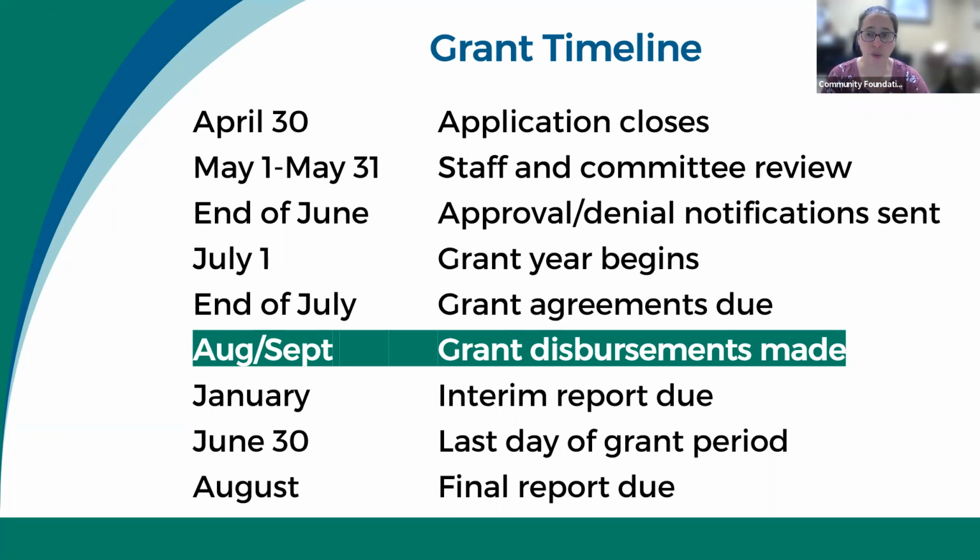At the end of July, your grant agreements will be due, and this will be very important. So the grant year begins July 1, but you will likely not receive your money until August or September. And just count on the end of September, just to be clear. So there will be a quarter of your program year where you will not have the money yet.